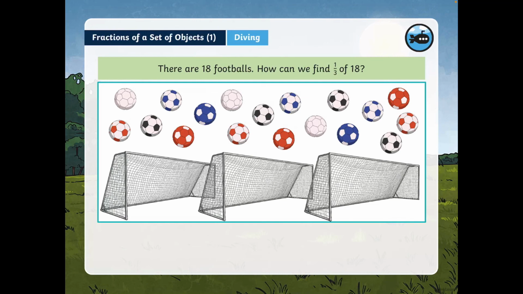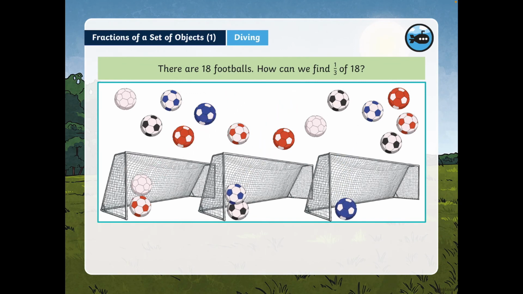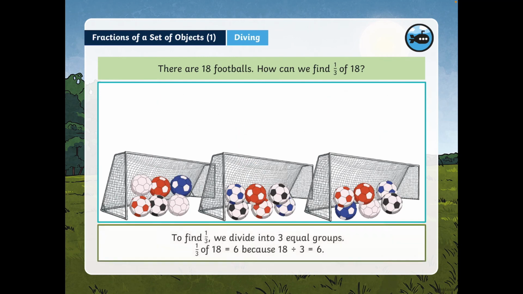What we're going to do is divide 18 between the 3 goals. That will tell us what 1/3 is. Let's try it. To find 1/3, we divide into 3 equal groups. 1/3 of 18 equals 6, because 18 divided by 3 equals 6. And if you know your 3 or your 6 times table, you will know that 3 times 6 or 6 times 3 equals 18. So 1/3 of 18 is 6.